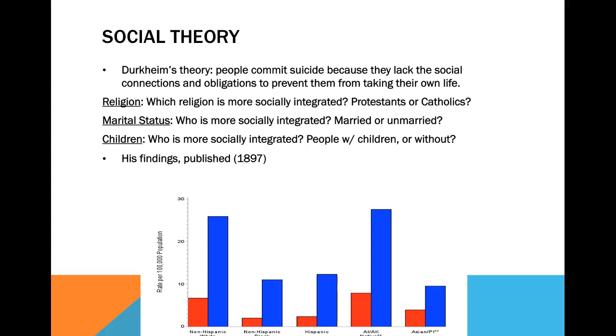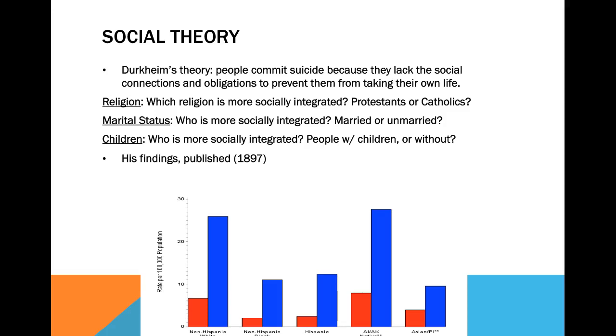The last one is children. So who's more socially integrated? People with children or without? We all know that people with children are going to be more socially integrated, more socially connected, because again, they're going to have a larger network. You're going to have your children, and they're going to have little friends, and their little friends are going to have parents, and you're going to go out to parties where you're going to be with these parents.